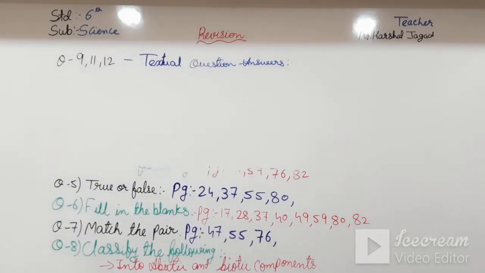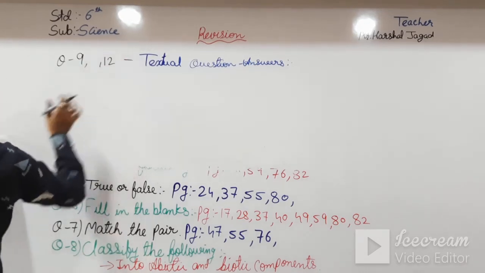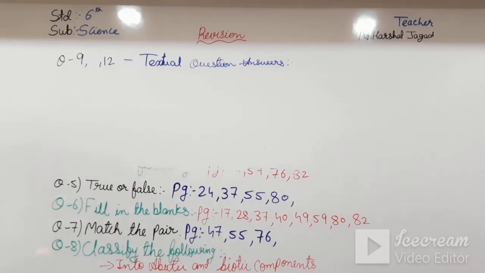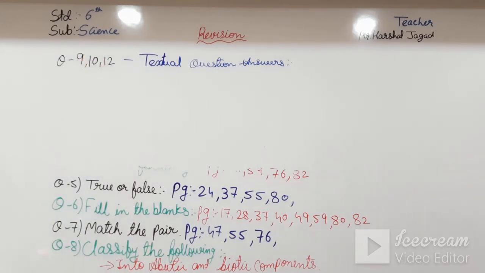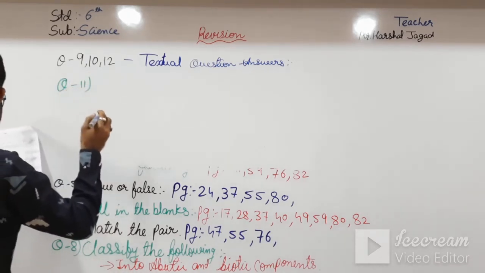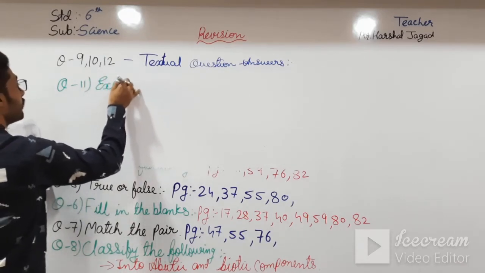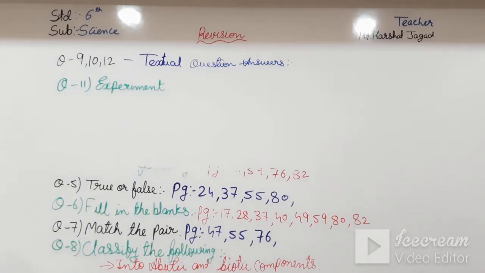Now moving towards our next question, that is question number 11. Sorry, here it is question number 10, students. Okay, so the remaining one is question number 11, that is experiment. You have to do any 2 experiments. So I am giving you 4 experiments, and from those 4, any 2 will be asked.